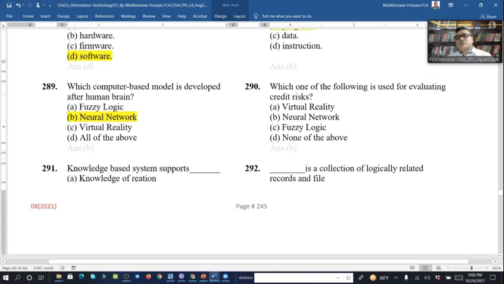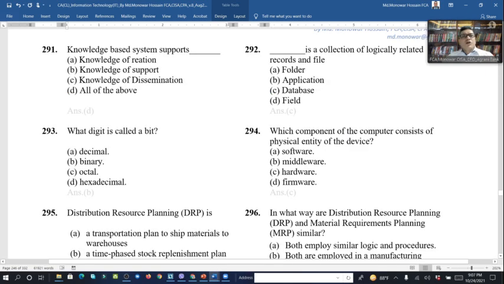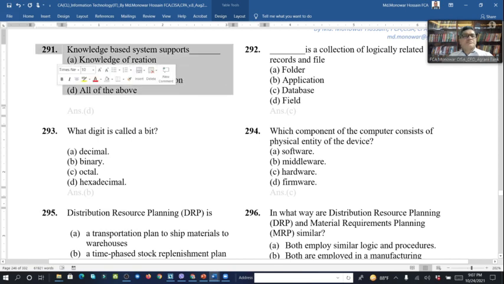Which one of the following is used for evaluating credit risks? We know the credit risks. Here also the options are credit risks, virtual reality, physiologic, none of these. Here also says the neural network, so we should understand what a neural network is. Knowledge-based systems support dash: knowledge of reaction, knowledge of support, knowledge of dissemination. So the answer is D, all of the above.